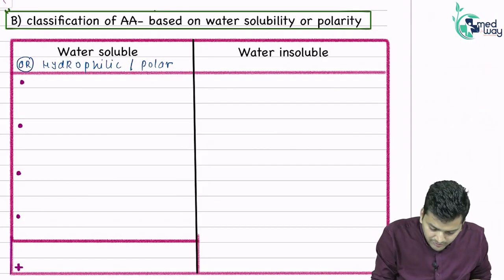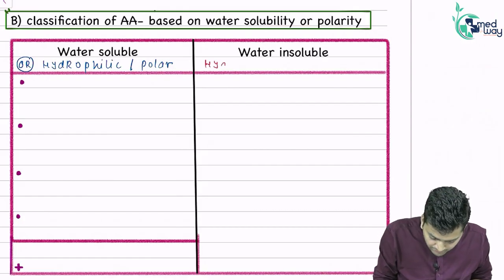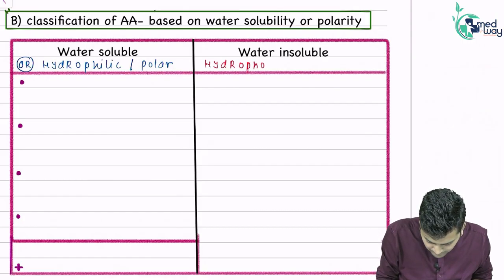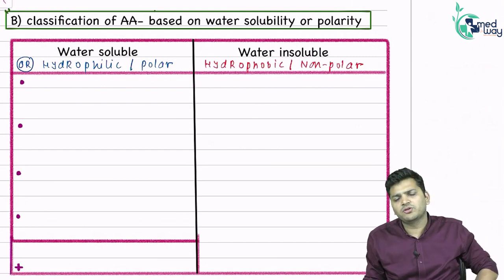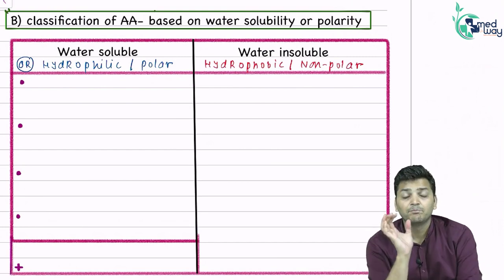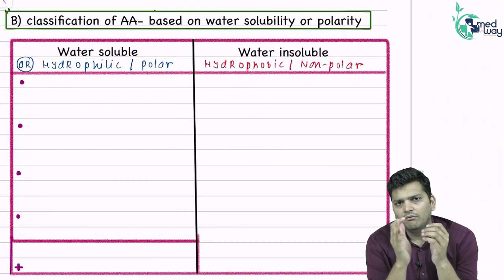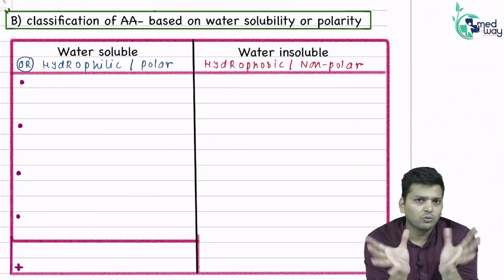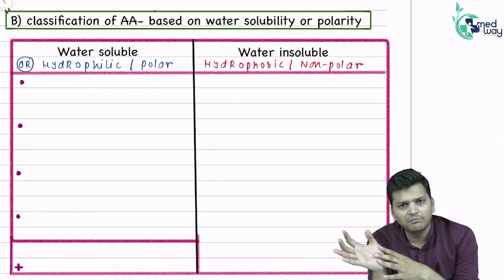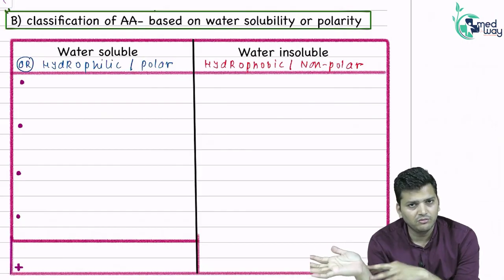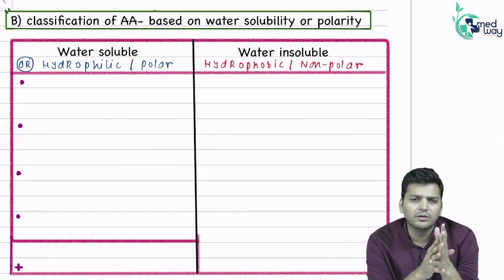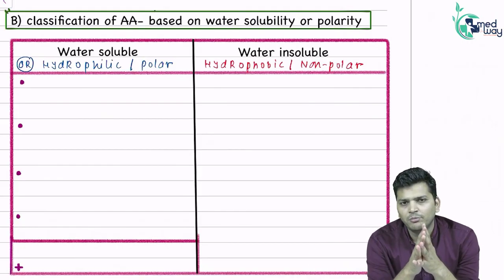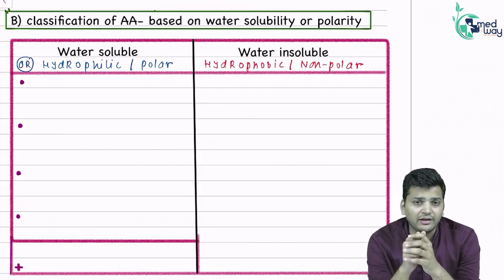And water insoluble will be referred to as hydrophobic or the non-polar. So based on the water solubility, we can have this classification. Now, there is a problem that we have a total of 22 amino acids. Some of them will come in the water soluble, some of them will be water insoluble. It is going to be difficult to remember this entire classification directly.